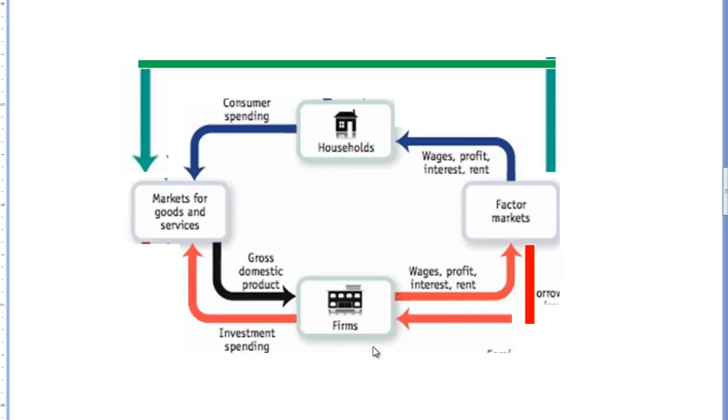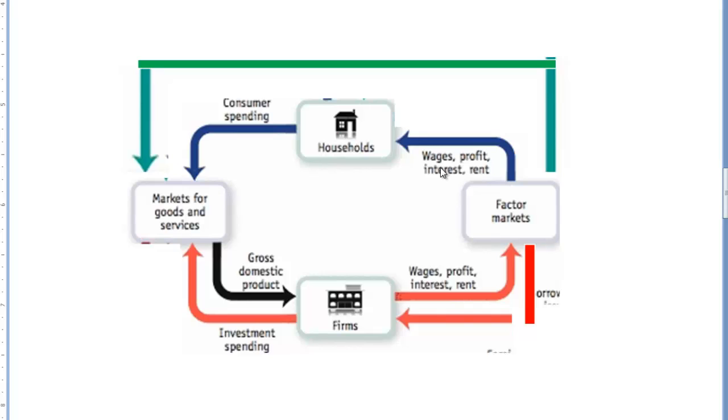In order to produce those goods or services, firms must hire factors of production. Those factors of production are hired in the factors market. Our factors of production hired from households are land, labor, capital, and entrepreneurship. In exchange for those four factors of production, the firms pay households wages, rent, interest, and profit. Those are the returns on the four factors of production.